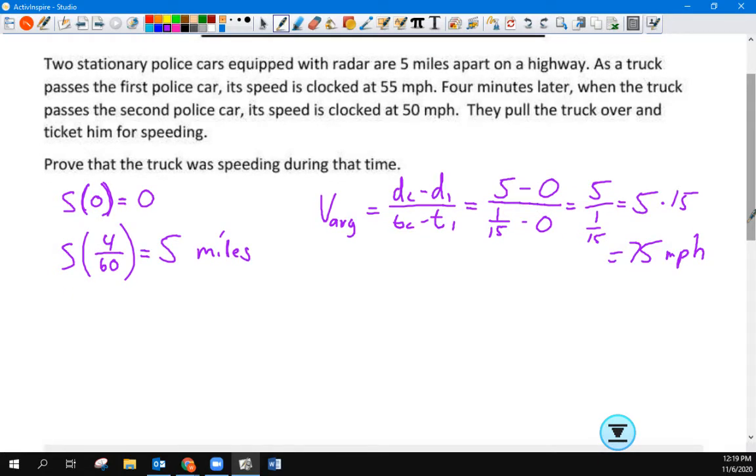So even though he was going the speed limit where the first cop was, and going the speed limit where the second cop was, altogether, his average velocity was 75 miles an hour, which means not only was he speeding, but he was probably well over 75 miles an hour at some point in that time. This is basically the law of averages. If you know that the average velocity was 75 miles an hour, there had to have been a time where that truck was going at least 75 miles an hour to average to that.